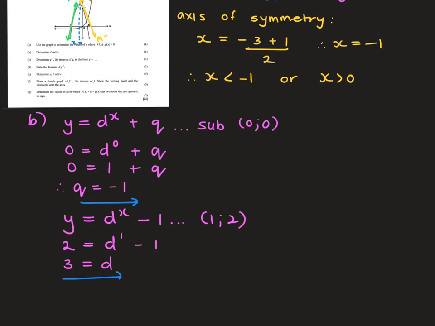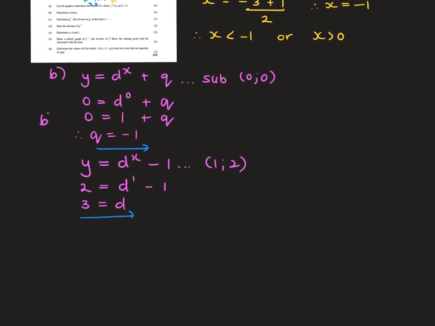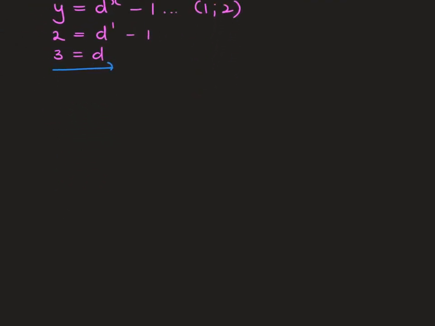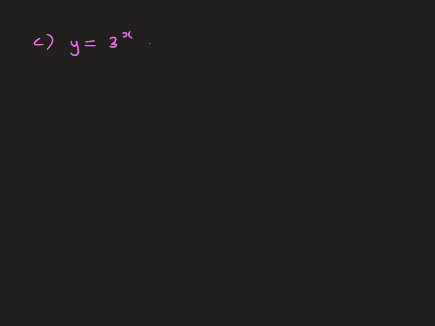Awesome. Question C wants us to determine the inverse. Okay, so we'll bring the question back up again. For C, let's write down the original graph, which is 3 to the x minus 1. Now for the inverse, the first thing we do is switch x and y around.